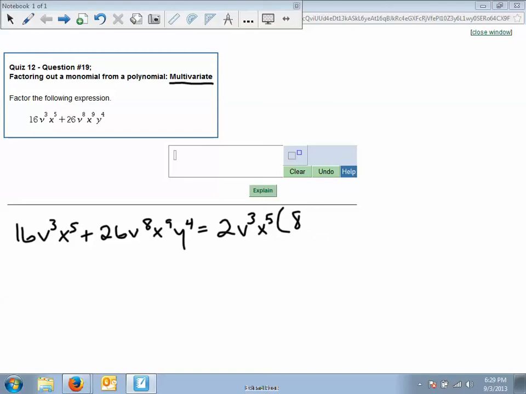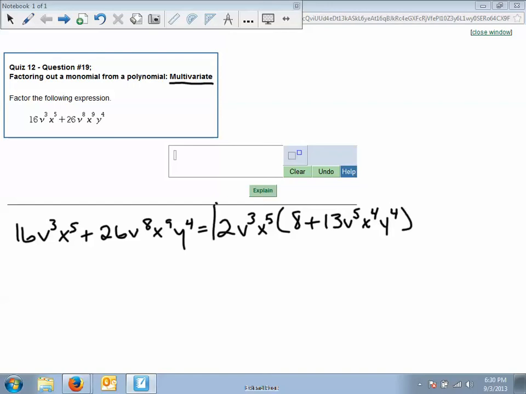And then we look at the second term. 26 divided by 2 is 13. Then we divide v to the eighth by v to the third, and we get v to the fifth. There's 5 v's left once we take 3 out. And then we look at the x's. We take out an x to the fifth from x to the ninth, which means we have x to the fourth left over. And then we also have y to the fourth left.